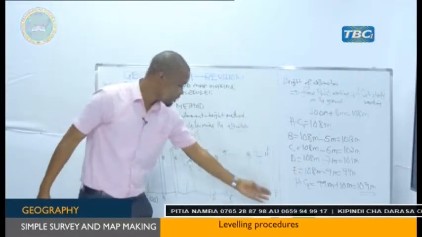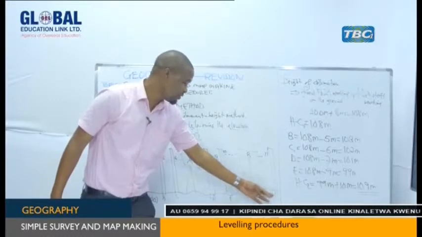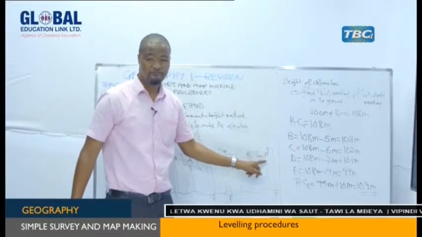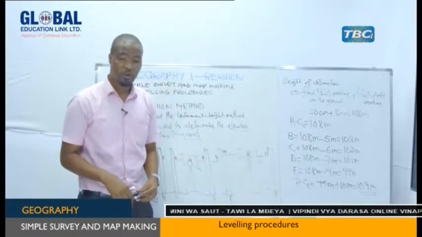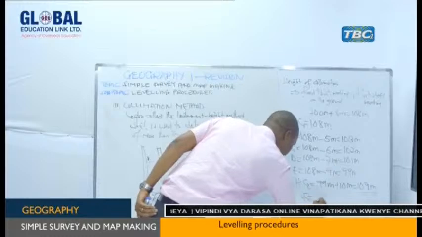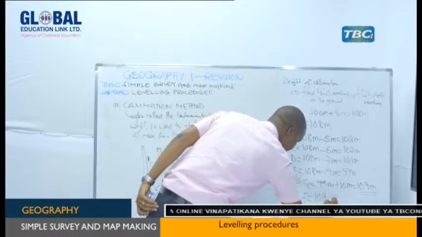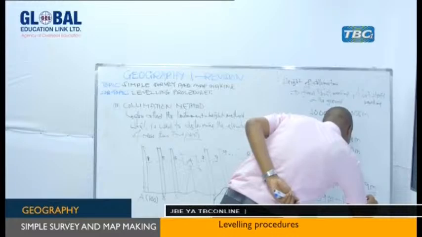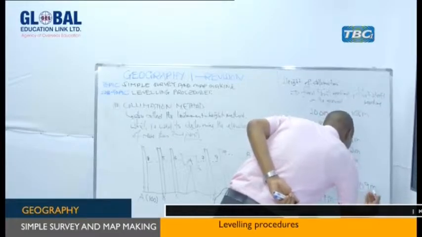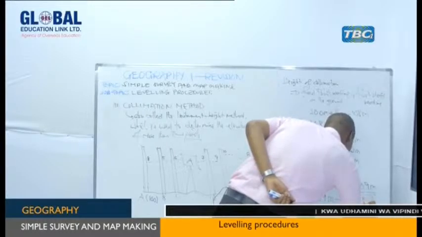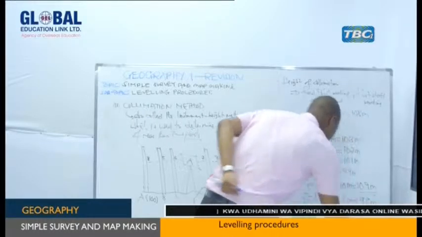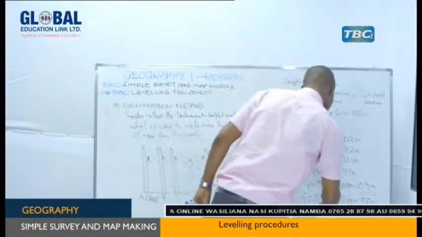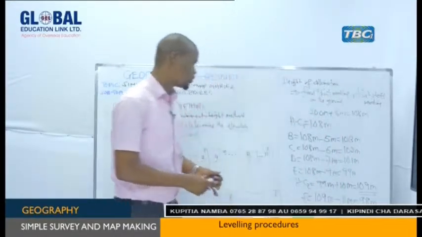Then to get the reduced level at point F, you take the height of collimation at this point, which is 109, minus 11, so as to know whether there is a rise or fall at point F. Point F is equal to the height of collimation, 109 meters minus 11 meters, which will be equal to 98 meters. Are we together?